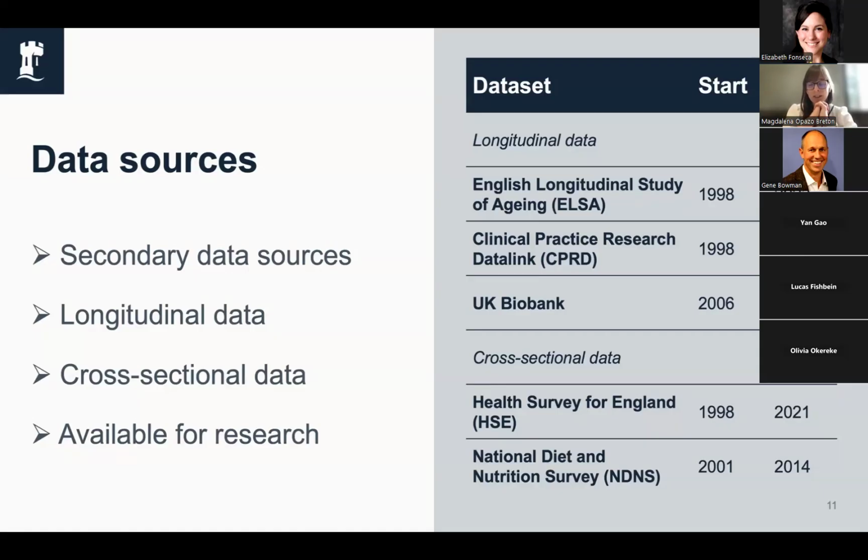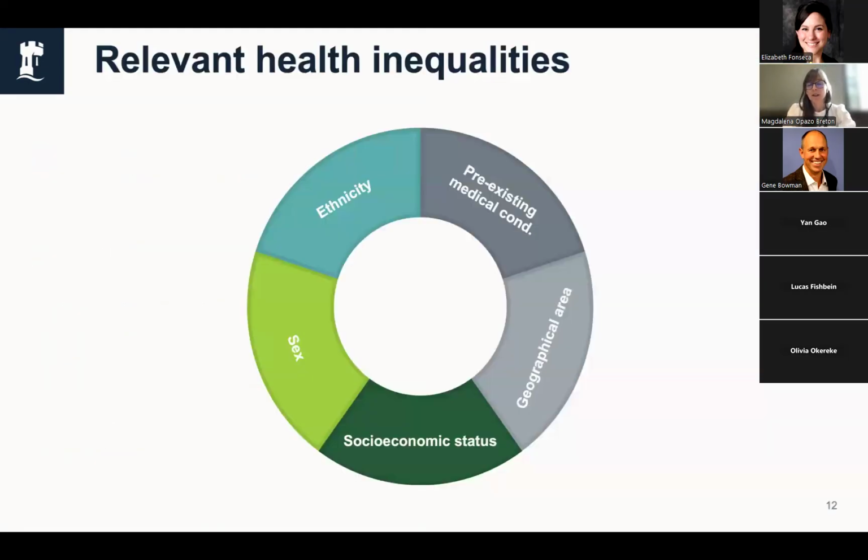And in terms of cross-sectional data, there's the Health Survey for England, which started in 1998 and is still ongoing, and the National Diet and Nutrition Survey, which was between 2001 and 2014 to cover the period of the salt reduction campaign. As I mentioned before, my project will have an emphasis on health inequalities that are relevant to dementia research in the UK. So I will try to explore heterogeneous effects, looking at ethnicity, pre-existing medical conditions, geographical area, socioeconomic status, and sex.